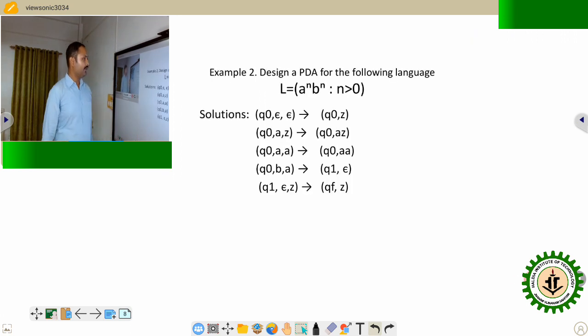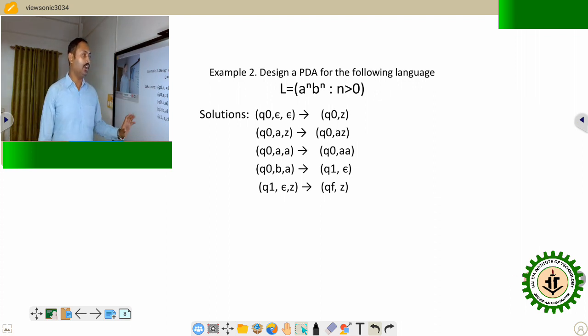This is another problem. Example 2 says: design a pushdown automata for the language a to the power n, b to the power n, where n is always greater than 0. We have seen that deterministic finite automata cannot accept these types of strings. By using the pumping lemma we can prove that. But pushdown automata can accept these types of strings.